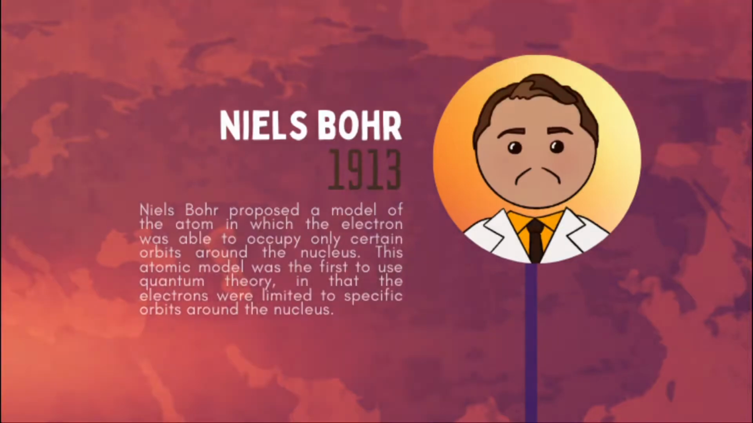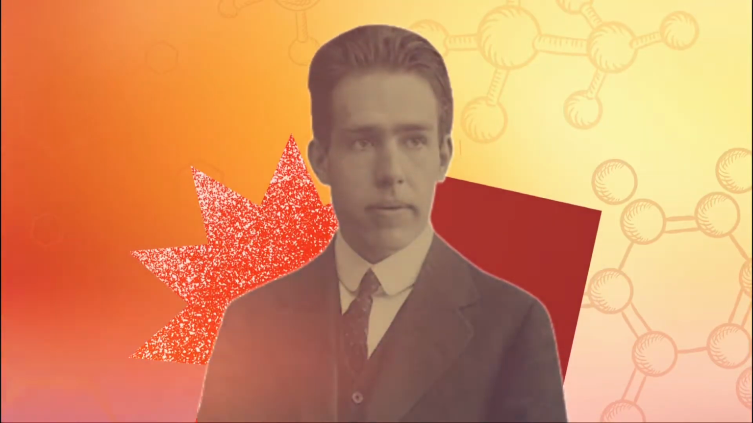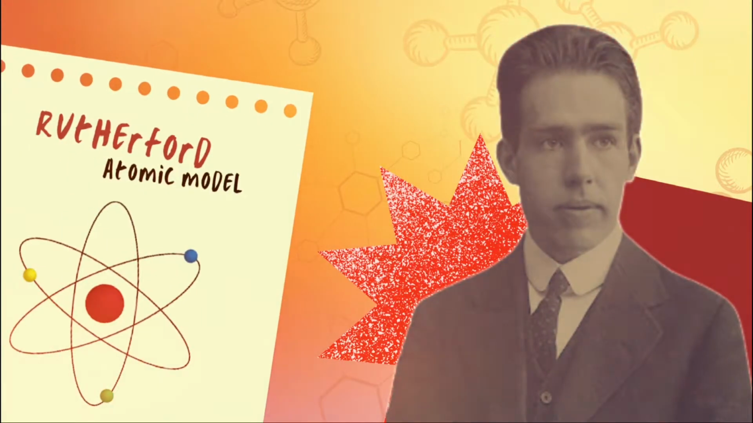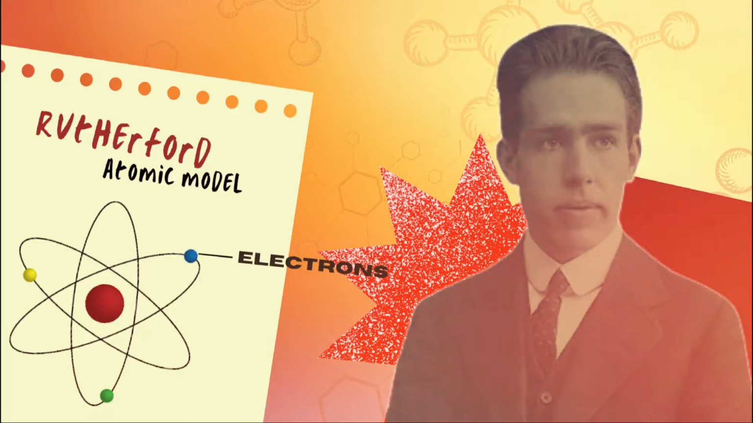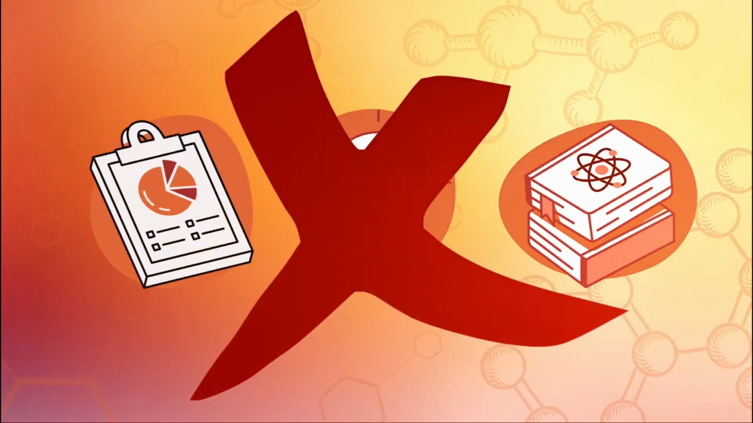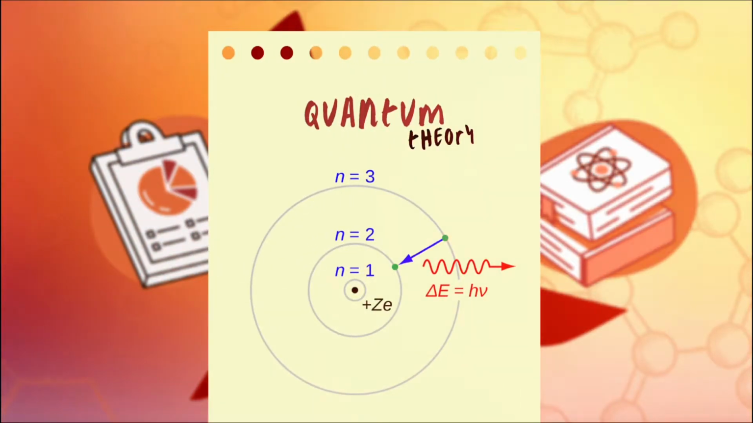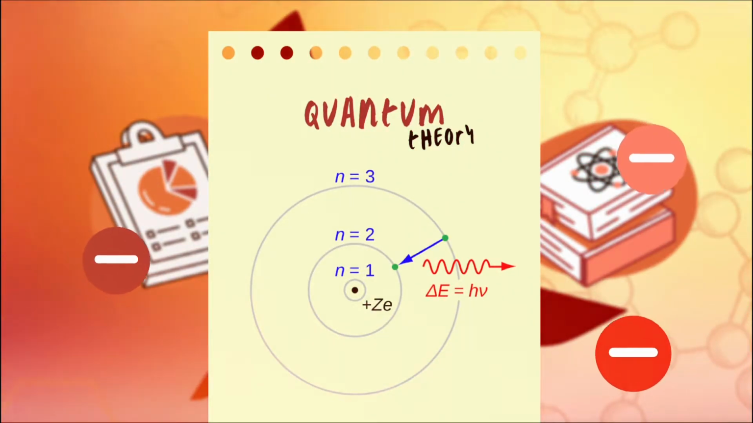And finally, Niels Bohr, 1913. Bohr's model aimed to solve the same problem that was in Rutherford's model, which is what kept the electrons in orbit instead of simply spiraling into the nucleus. He realized that classical physics would not be able to properly describe the concept, and so he used quantum theory to try to explain the arrangement of electrons.